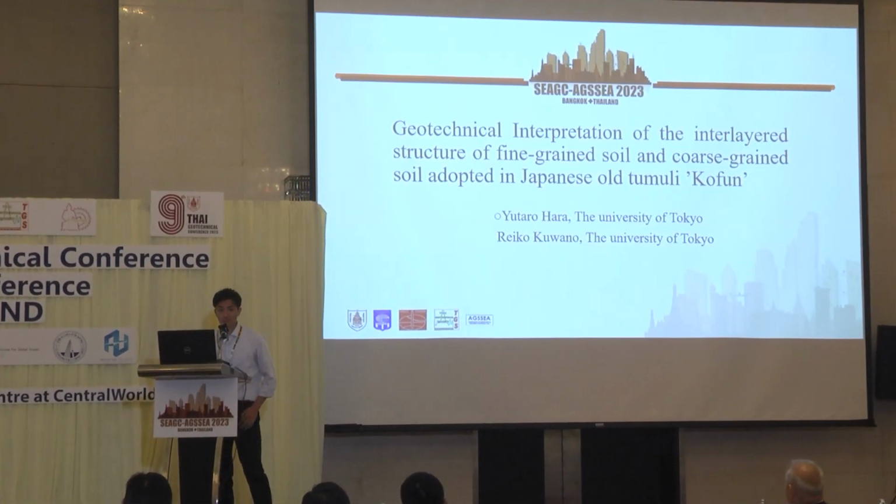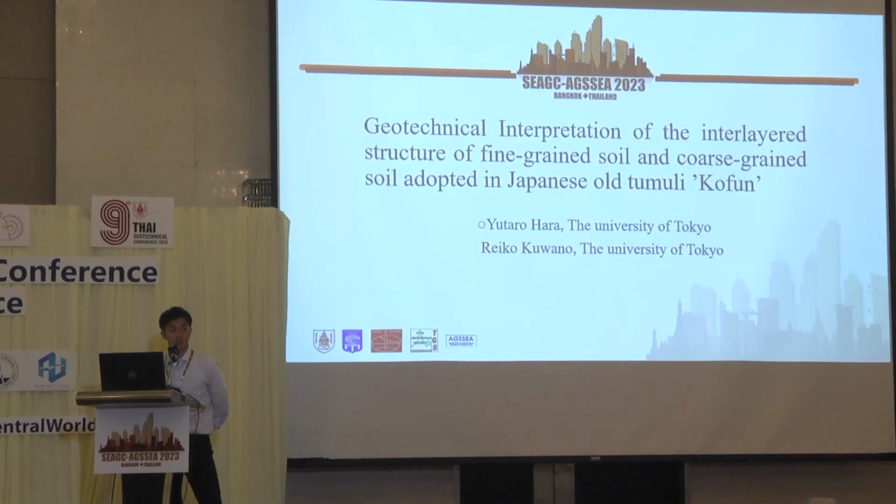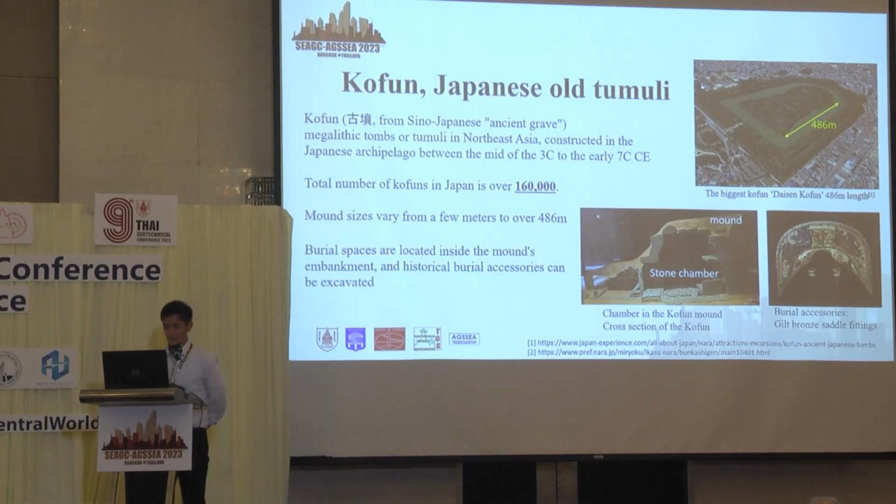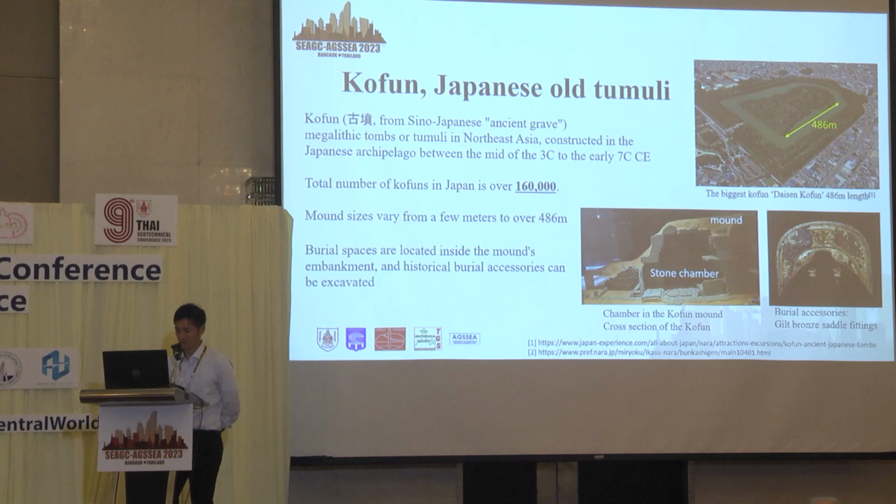Okay, I'm going to start my presentation. The theme is geotechnical interpretation of the interlayered structure of fine-grained soil and coarse-grained soil, adopted in Japanese old tumuli, Kofun. First, I briefly introduce Kofun. Kofun tumuli are ancient burial mounds built between the 3rd and 7th centuries CE, about 1500 years ago. In the Japanese archipelago, as many as 160,000 Kofun tumuli, ranging in size from a few meters to over 400 meters, were built.